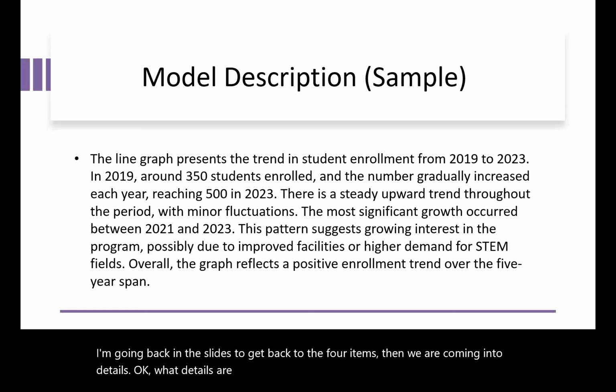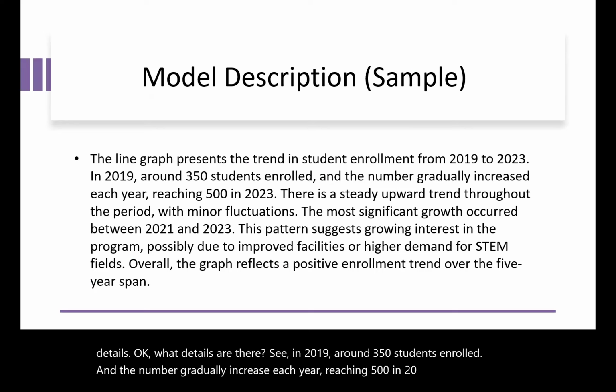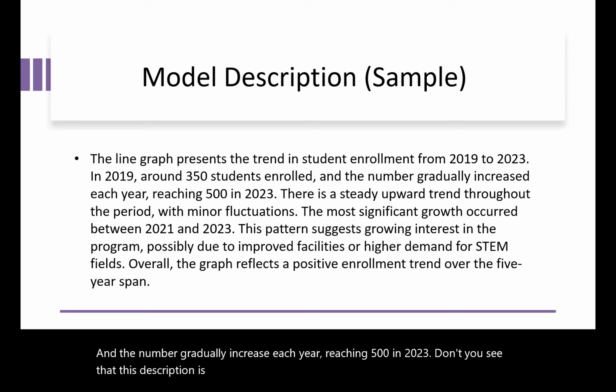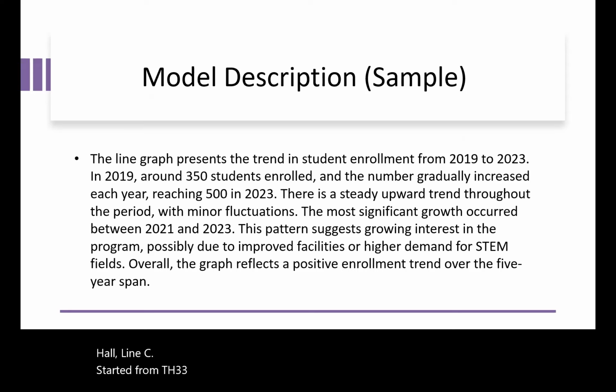See, in 2019, around 350 students enrolled, and the number gradually increased each year, reaching 500 in 2023. Don't you see that this description is actually a summary of the whole thing, the whole line? Don't you see? Started from 350 and it rose up to 500 and it was a gradual increase. You see, it's a general picture.